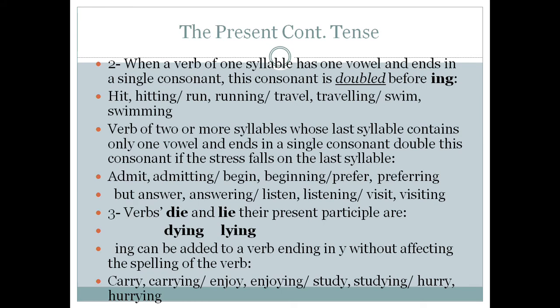When a verb of one syllable has one vowel and ends in a single consonant, this consonant is doubled before ing, like hit, hitting. Hit ends in a consonant, before the consonant there is a vowel, and it's a single syllable. So hit, hitting. Run, running. We double the N in running when we add ing. Travel: before L there is the vowel E. So when we add ing, we double the L. Traveling. Swim, swimming.